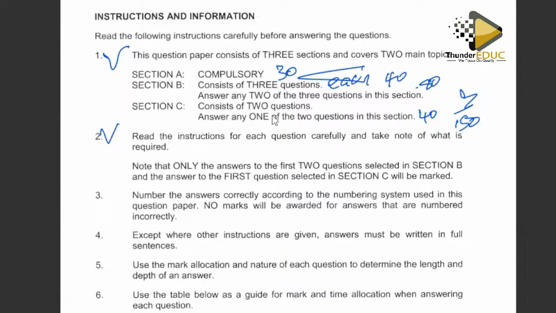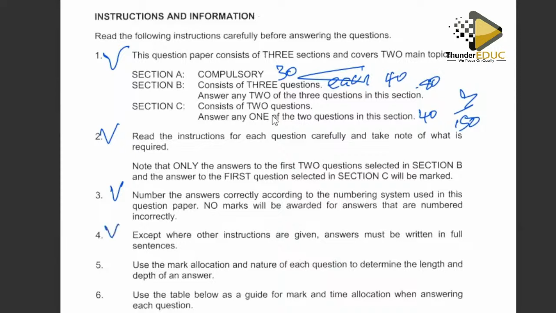So now also moving on to section C. Remember, you are given 2 questions, and the expectation is to select only 1 question. But you may find that some of you fail to follow the instructions, and you answer both questions given in section C. Only the first question is going to be marked in that regard. Okay, right. So now instruction number 3: number the answers correctly according to the number system used in this question paper. No marks will be awarded for answers that are numbered incorrectly.